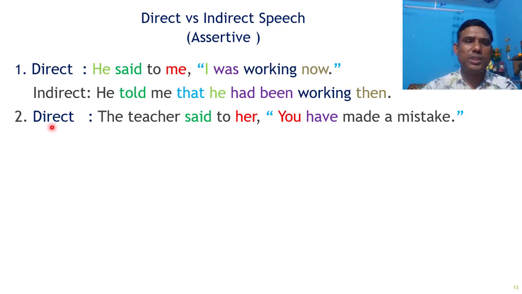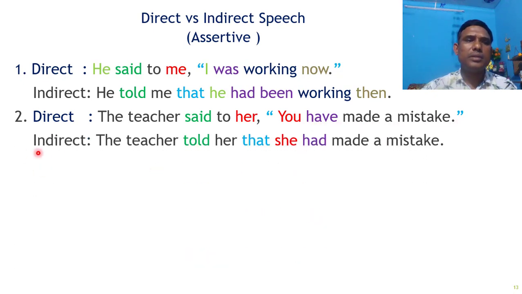Number 2. Direct: The teacher said to her, you have made a mistake. Indirect: The teacher told her that she had made a mistake. The reporting verb said has been changed to told. The word that has been used as a linker. The second person you follows the object of the reporting verb, her. Its subject is she. So, you has been changed to she.